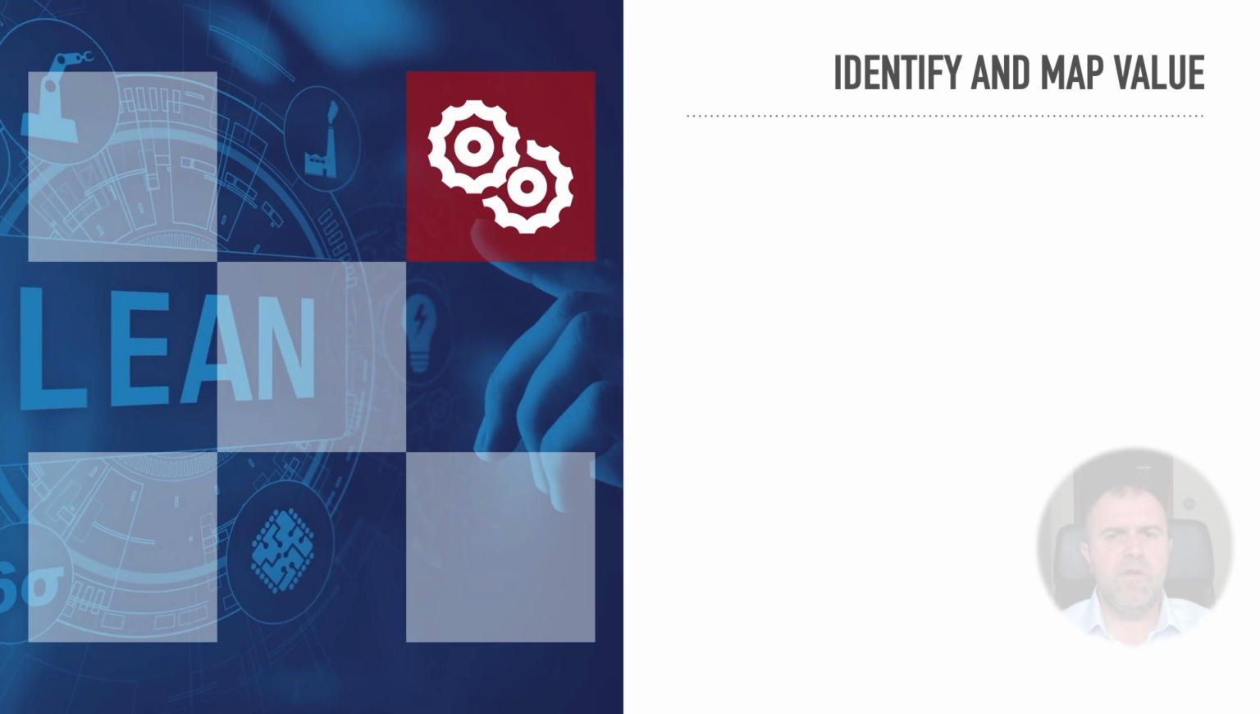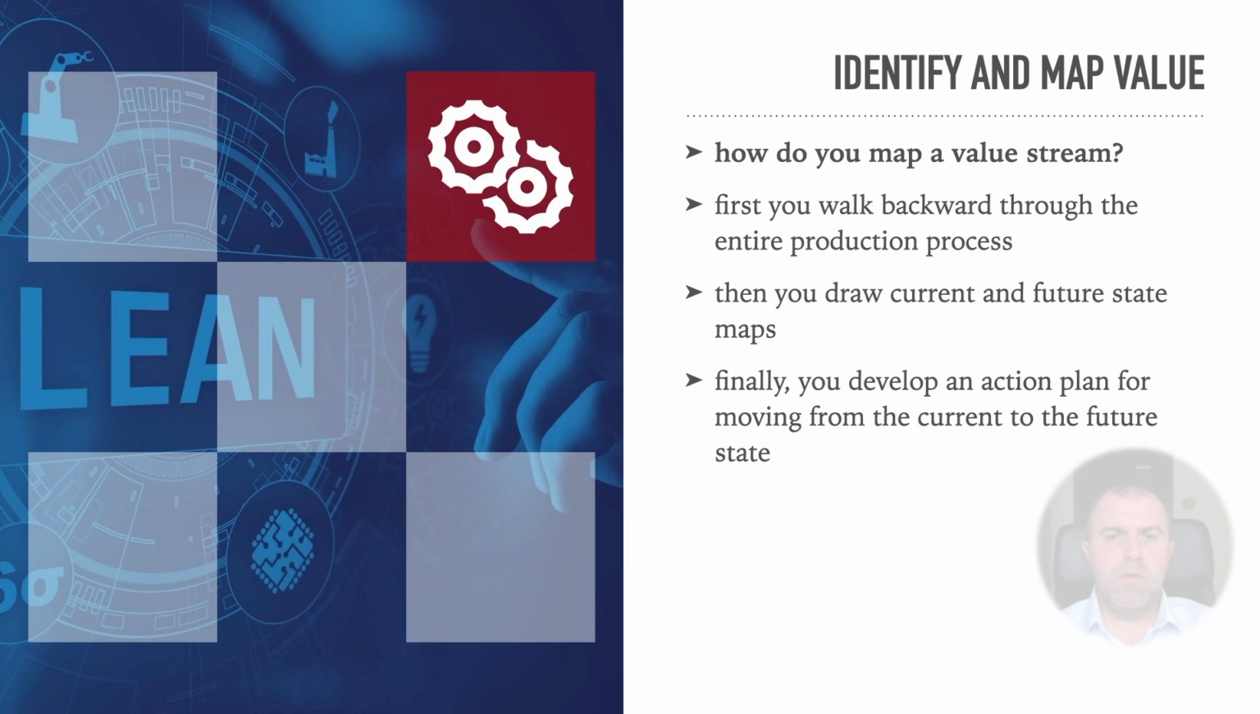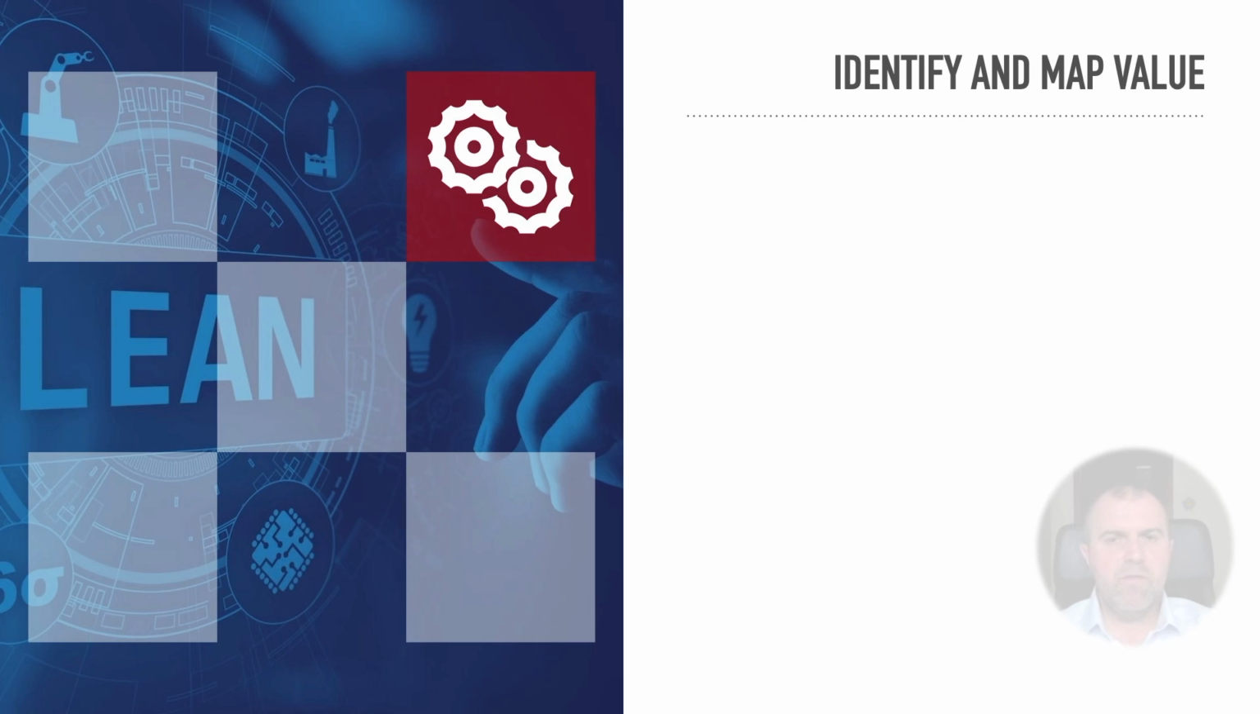So how do you map a value stream? Well, first you walk backwards through the entire production process. Then you draw current and future state maps. Finally, you develop an action plan for moving from the current to the future state. Now let's see each step involved in mapping a value stream to find out more about it.